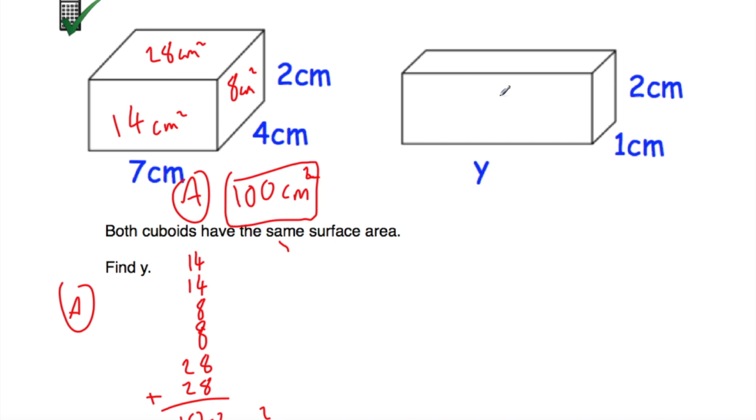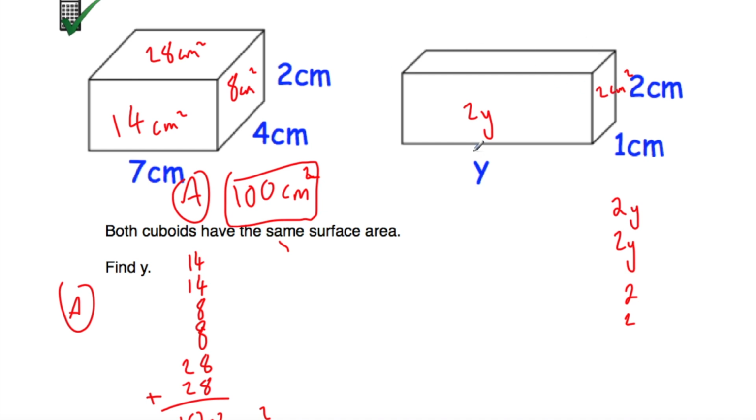Now we're told that this cuboid has the same surface area. So let's find an expression for the surface area of this cuboid. The front would be 2 times y, so it's going to be 2y, and that means it's 2y for the front and 2y for the back. We obviously don't know what y is yet, so we're just doing 2 times y to be 2y for the front, and then the back would be 2y as well. The right hand side would be 2 times 1, so that's 2. So that's 2 centimeters squared for the right hand side and 2 centimeters squared for the left hand side. So we've done the front and the back and the right side and the left side.